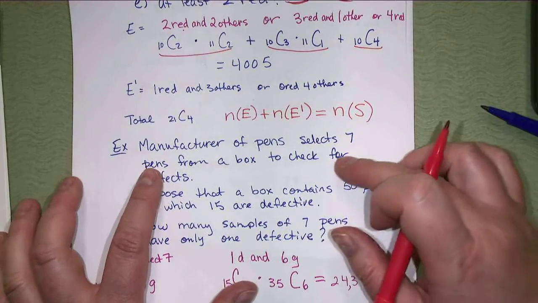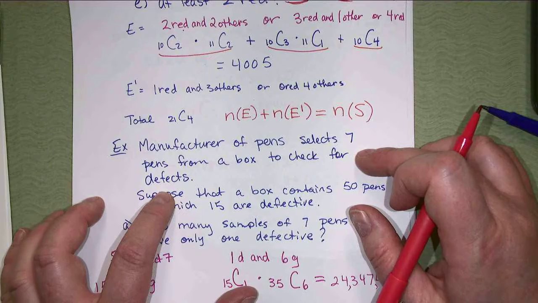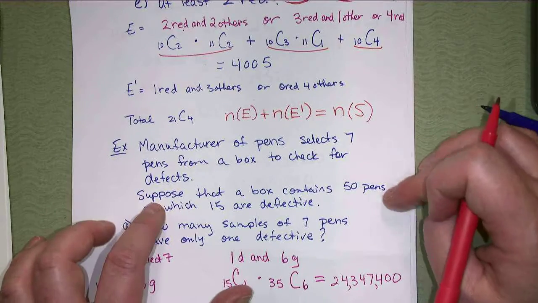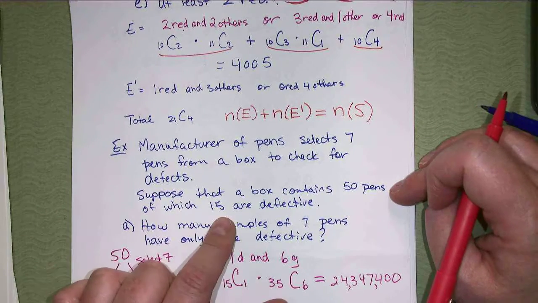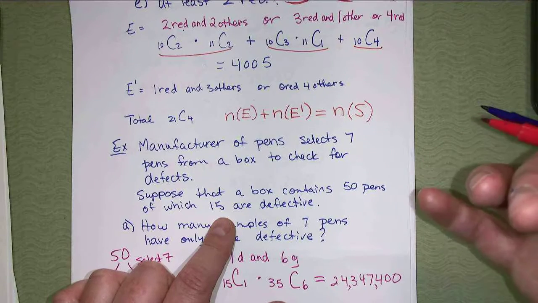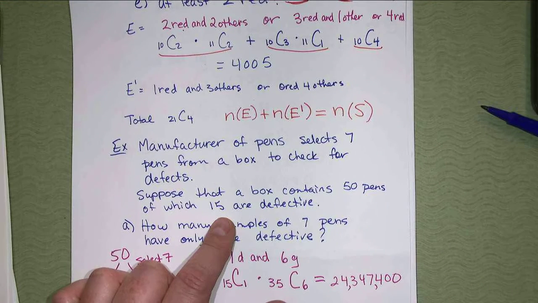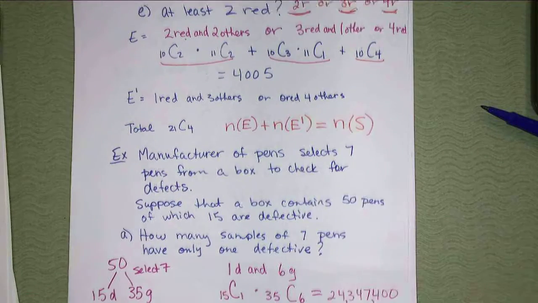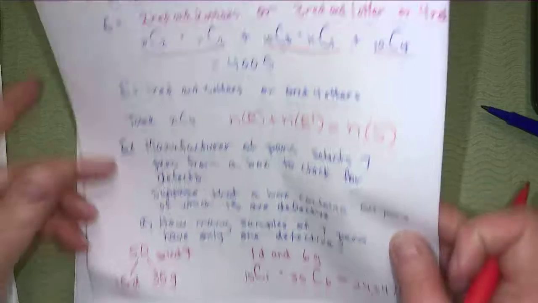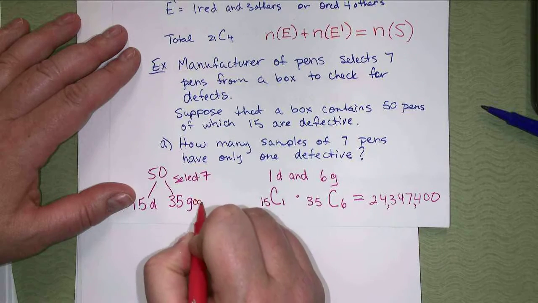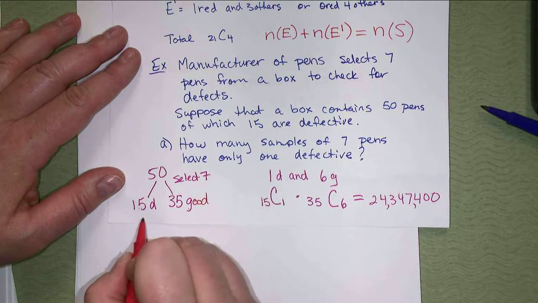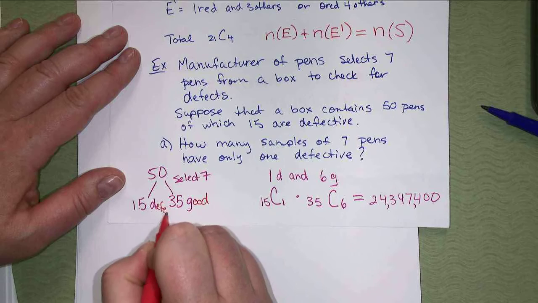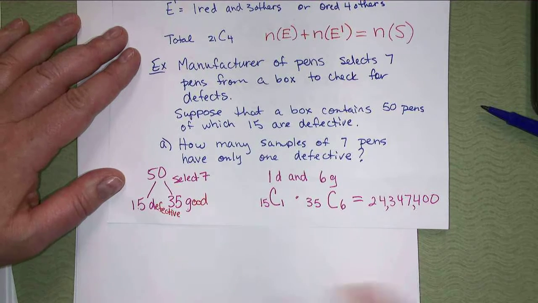A manufacturer of pens selects 7 pens from a box to check for defects. Suppose that a box contains 50 pens, of which 15 are defective. So how is this a ball and an urn question? We've got a box with pens in it, and there are 2 categories. 15 are defective and 35 are not. So instead of colors, they're defective and not defective. So here I said, these are good. So 35 are good and 15 are defective. So instead of colors, that's what's in there.